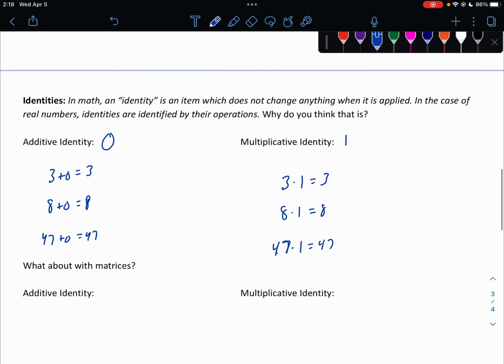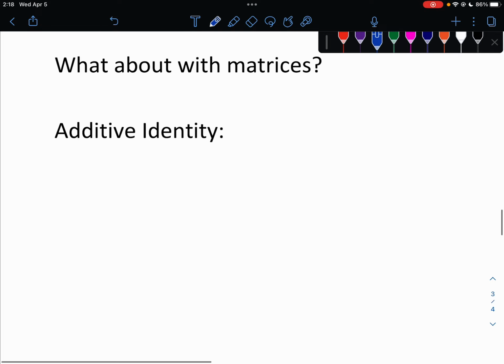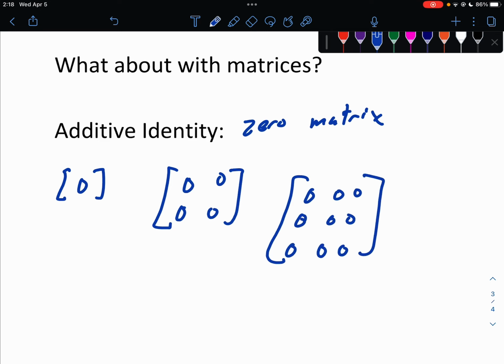But in matrices, it's a little more complicated than that. The additive identity for the matrices is the 0 matrix. Okay, what does that mean? Well, if it's 1 by 1, it's just 0. If it's 2 by 2, if it's 3 by 3, and so forth and so on.